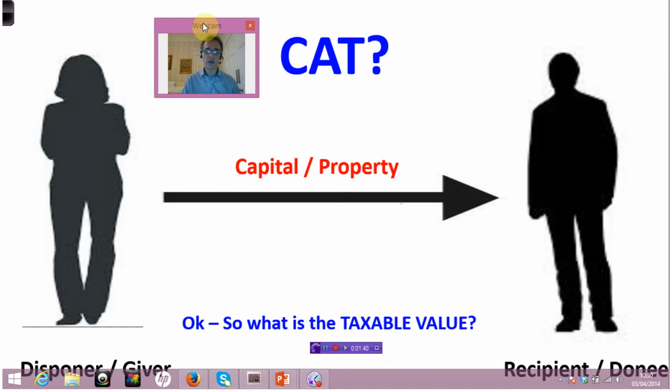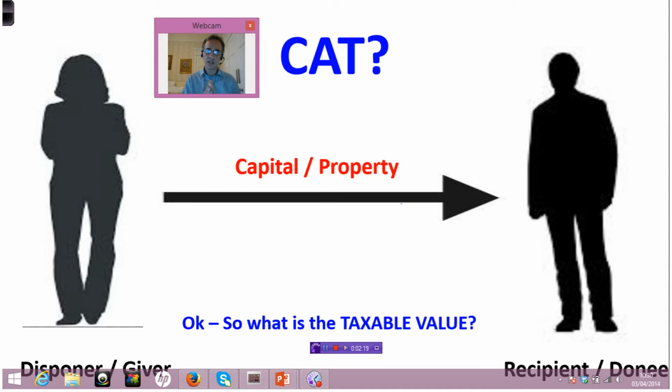What I mean by that is that the wealth of one person, on the left-hand side, is being depleted, and the wealth of another individual on the right-hand side is being increased. So we have a disponer, i.e. a giver, and then a donee, or receiver, or recipient. The big issue for you within CAT is to establish what is the taxable value of that transfer of capital or property. In other words, what can you apply the CAT rate of 33% to?